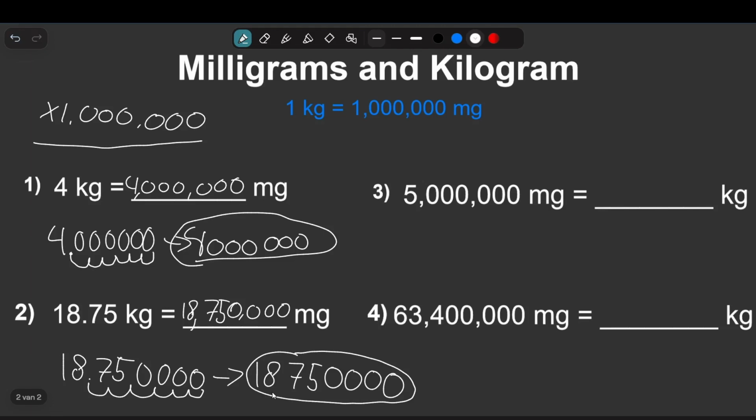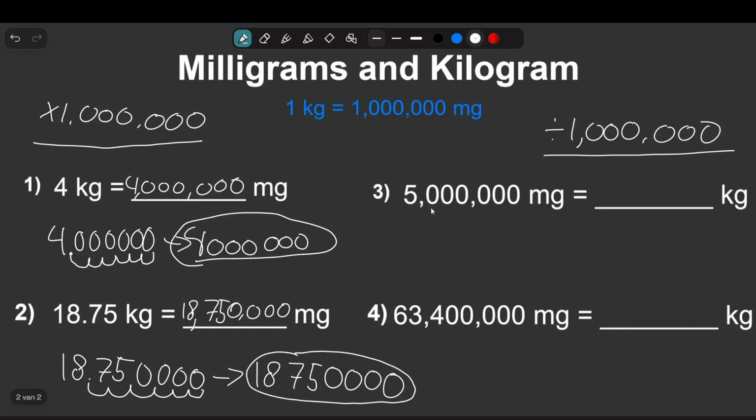So let's go to example number 3, where we have 5 million milligrams equals how many kilograms? Again, 1 kilogram is a million milligrams. So this one you can probably figure out on your own. If you can't, I'm gonna just go through this with you guys. So we have 5 million milligrams. And now we're going to a larger unit, so we are gonna divide by a million if we're going from milligrams to kilograms.